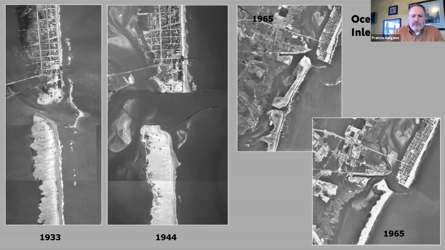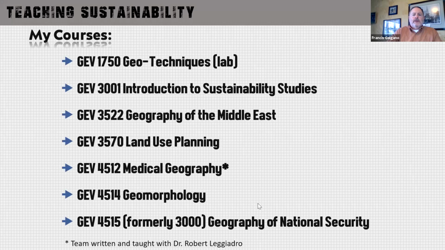And the courses that I teach mostly are these right here. I teach 1750 every fall. That's a lab course. It's required of all of our majors. I mentioned that Paul Rozier and I wrote Introduction to Sustainability Studies.